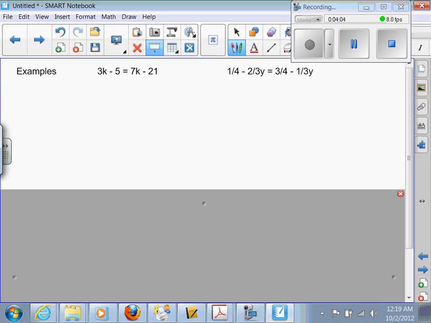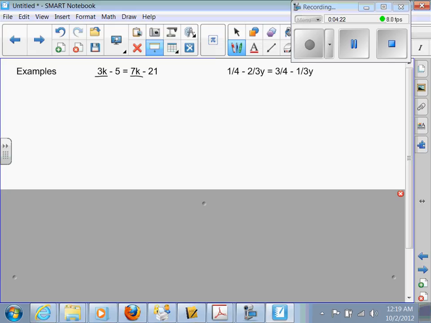We're going to do the one on the left first. Okay, we have 3k minus 5 equals 7k minus 21. All right, we don't have any distributive property to use, but what we can do is say, all right, I have my k's here and k's here. So I want to move them to the same side of the equation.